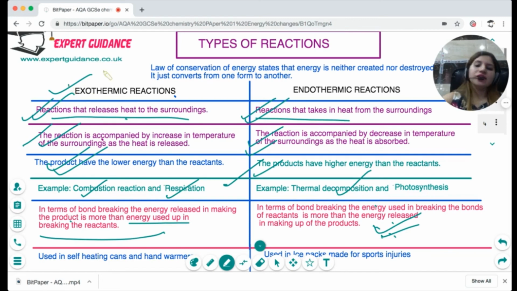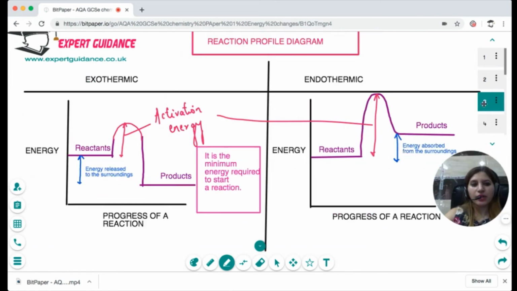Now, you know exothermic reaction releases heat to the surroundings. So as exothermic reactions are releasing heat to the surroundings, they are used in the self-heating cans and the hand warmers, whereas the endothermic reactions are used in ice packs for sports injuries. Okay, so I hope this difference is clear to you.